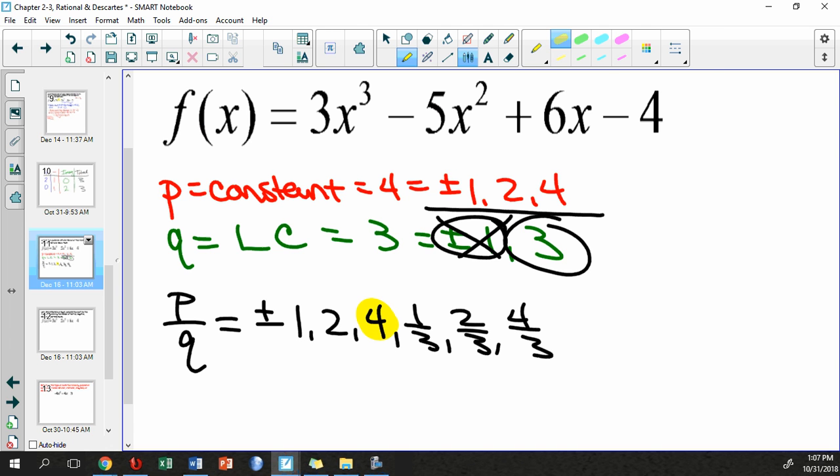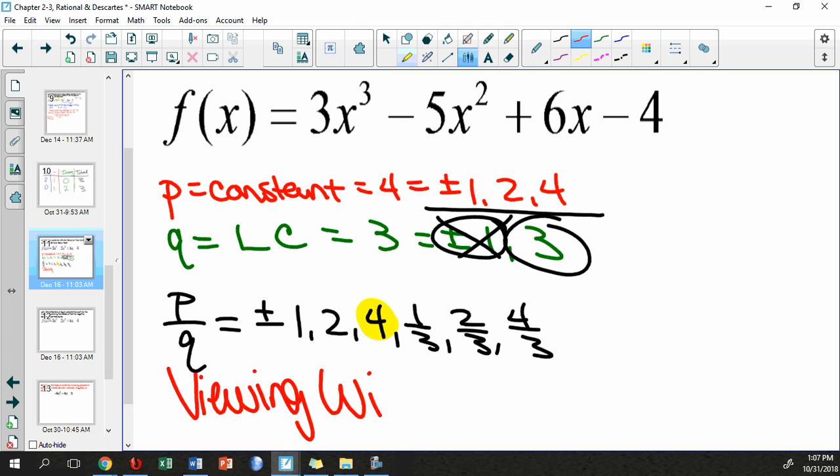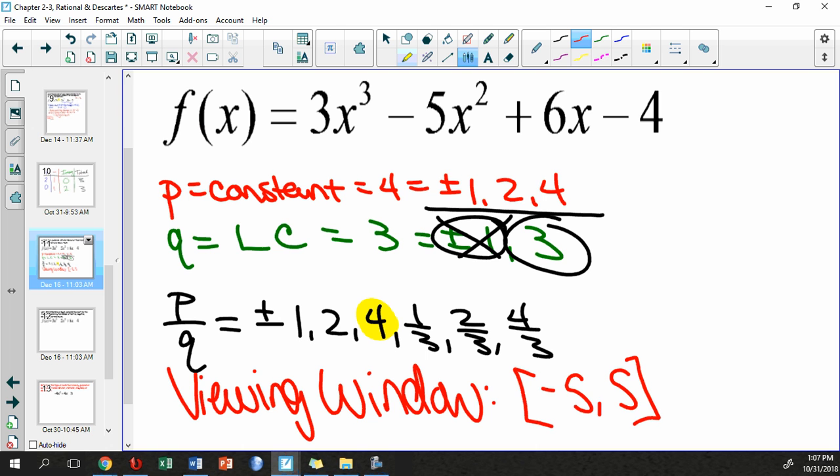That's a 4. What's your viewing window going to be? -5 to +5. Do we understand that? If I am in my viewing window from x being -5 to x being +5, I know that I have all the potential rational roots that it can be. Do we understand that? If it's not in that list, then that means it's irrational or it's imaginary. Do we understand that? Okay.